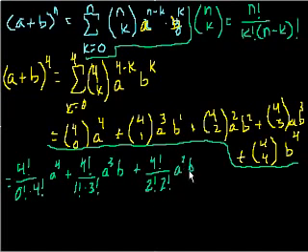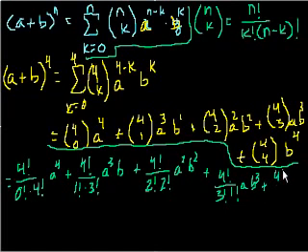A squared b squared plus 4 choose 3. That's 4 factorial over 3 factorial times 1 factorial, since 4 minus 3 is 1. A b cubed. And then 4 choose 4. That's plus 4 factorial over 4 factorial times 0 factorial, b to the 4th. And notice, this coefficient is the same as that coefficient. This coefficient is the same as this coefficient, and then this one's in the middle.